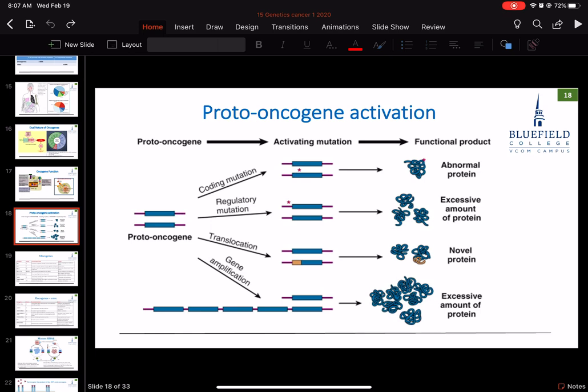Then there might be translocation that leads to some novel chimeric protein that is more active compared with the original normal protein, also leading to oncogenic activity and properties. And finally, gene amplification, which is like gene duplication, where this particular proto-oncogene is duplicated. So now, instead of one copy, it may occur in 2 or 3 copies. So there's an excessive amount of the protein, again leading to this abnormal activity and gain of function result.